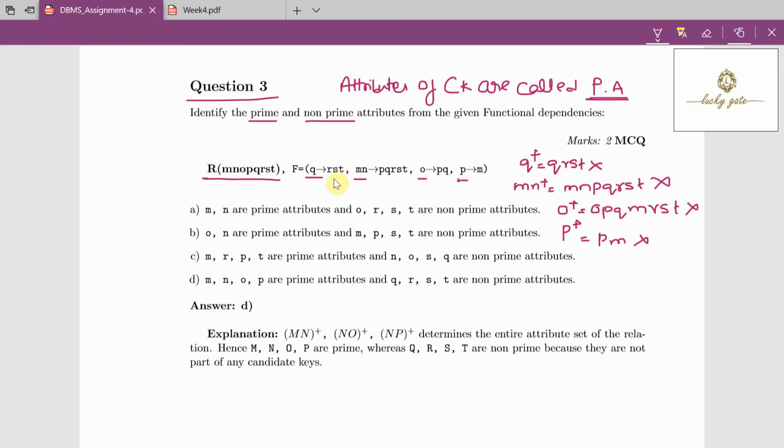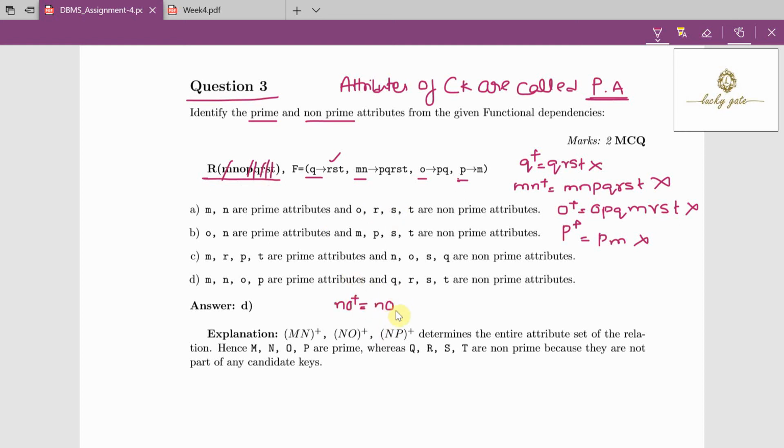RST are the dependent attributes. Whichever attributes are there in the right hand side we call dependents. RST dependents. PQRST also dependent. PQ dependent. M dependent. What is not dependent? Whichever is not there in the right hand side is called independent. What is there in the right hand side? N, O. Find the closure of NO.